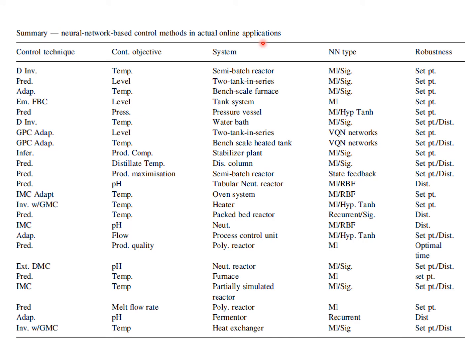So actual online application is also quite a lot since that time. The only thing is that most of them are different types of technique, the inverse model, predictive, adaptive, for different control objectives, temperature, pressure, level, for different systems you can see, and multi-layer sigmoidal and so on, just like before. But this is online, though most of it is done on the lab scale and pilot plant scale. Okay, so this one is our work for partially simulated IMC on set point disturbance we did for my thesis in 1996. But again, that is a pilot plant scale.